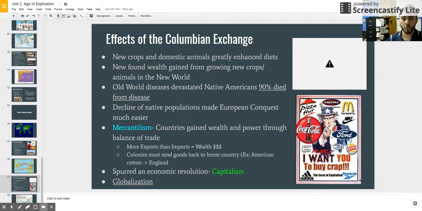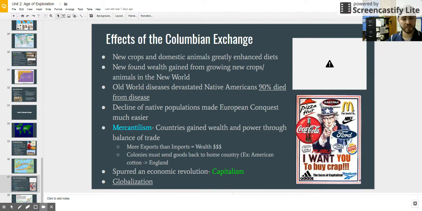We're also seeing a lot of wealth coming out of the colonies because they're growing these crops and making a lot of money for themselves. So the people in the American colonies and the Caribbean growing the sugar cane, coffee in South America, these people are making a lot of money for these European countries. And these European countries are becoming very, very wealthy as a result.